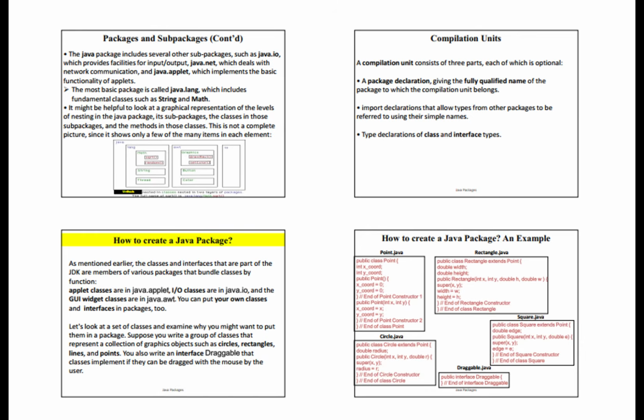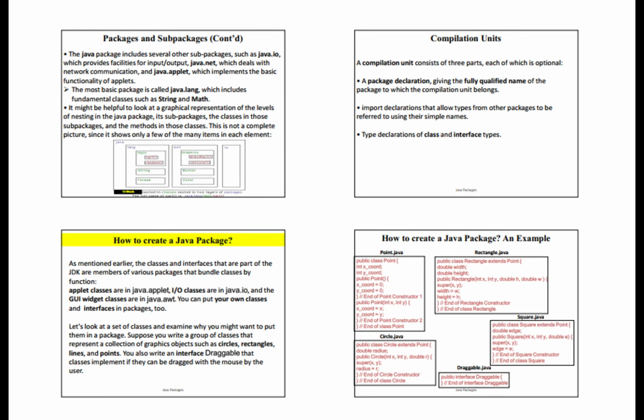An example: Point.java, Rectangle.java. public class Point { int x_keyword, int y_keyword; public Point() { x_keyword = 0; y_keyword = 0; } // end of Point constructor 1 public Point(int x, int y) { x_keyword = x; y_keyword = y; } // end of Point constructor 2 } // end of class Point. public class Rectangle extends Point { double width, double height; public Rectangle(int x, int y, double h, double w) { super(x, y); width = w; height = h; } // end of Rectangle constructor } // end of class.